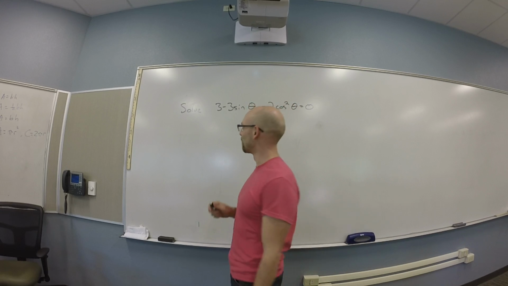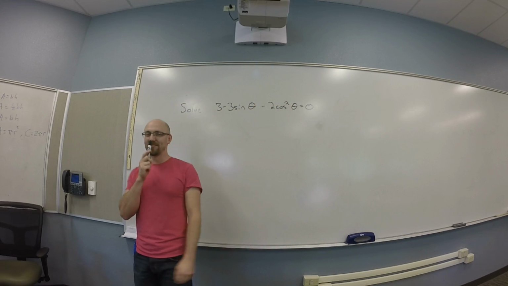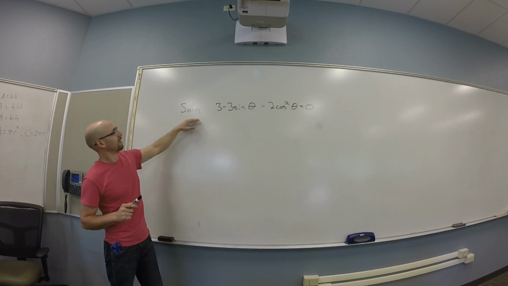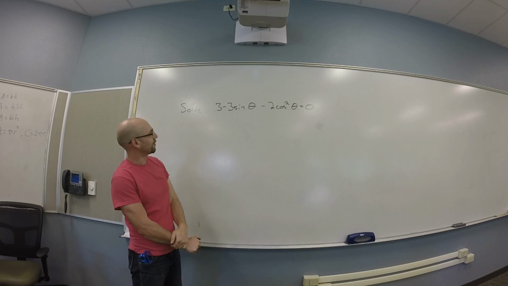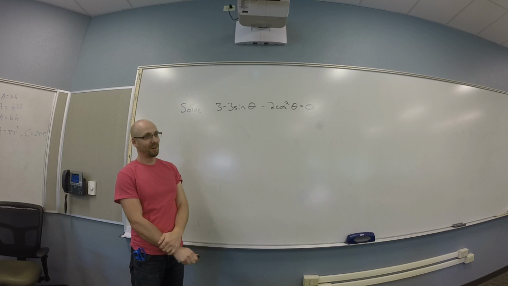Okay, I wrote this one on the board, so I'm doing this one first. Suppose I wanted to solve 3 minus 3 sine theta minus 2 cosine squared theta equals 0.